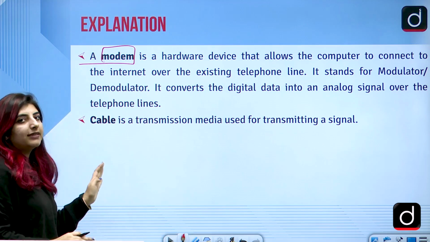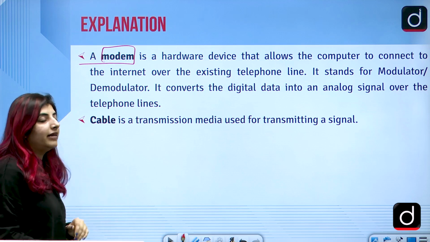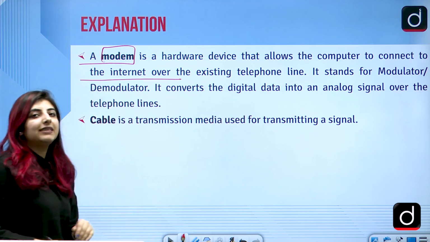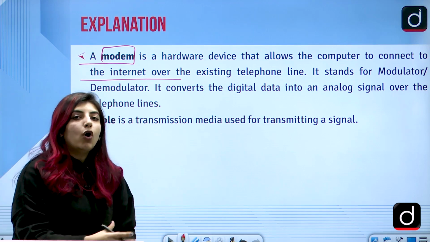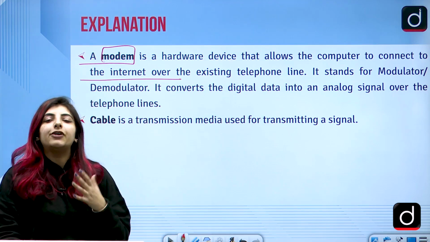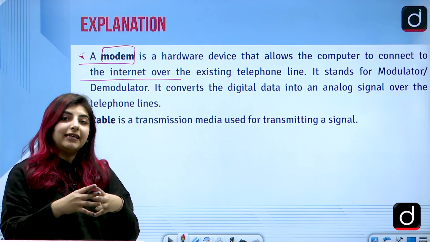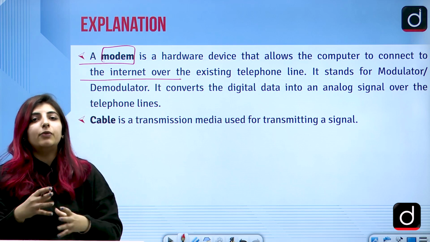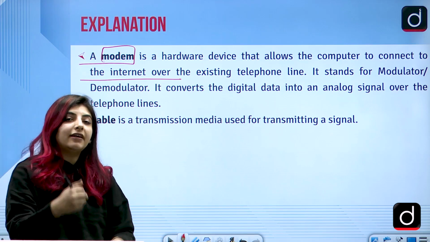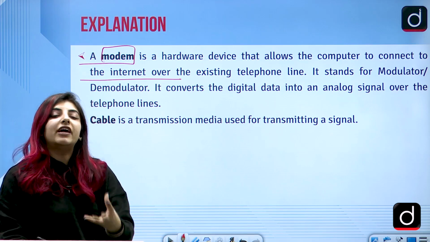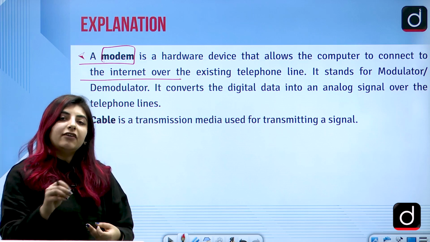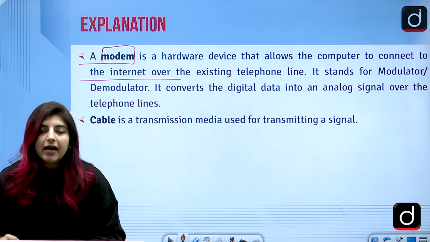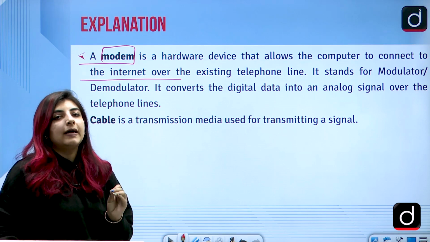Coming back to what is a modem, again, it is also a hardware device that allows the computer to connect to the internet over the existing telephone line. You all must be having internet connections at your homes. So, you will be seeing that there is a particular switchboard which is there with you, where the internet service provider comes and provides you with the internet connection, correct? And where all the cords of the Wi-Fi, etc., are connected, and that is known as modem.